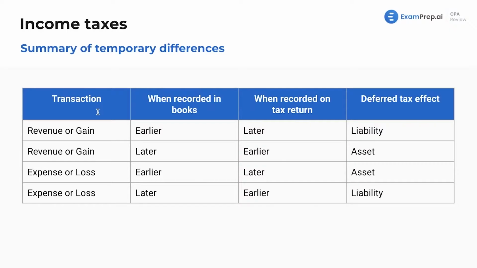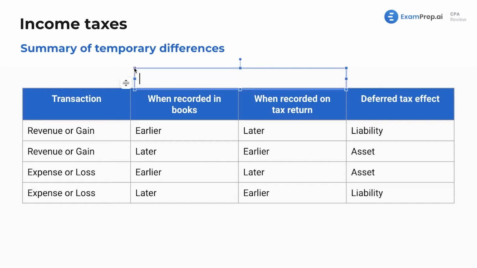So the transaction, right? If it's a revenue or a gain, if it's recorded in the books earlier, and recorded on the tax return later, it's going to result in a liability. What does that mean? If we record more revenue earlier on the books in GAAP, that's going to be a liability, right? Because we are not paying that on the tax return. Now, this is something to really wrap your mind around, and it might be a lot to gather.